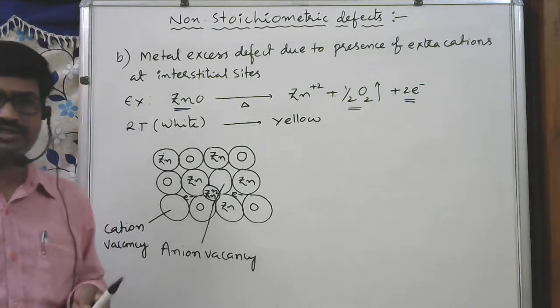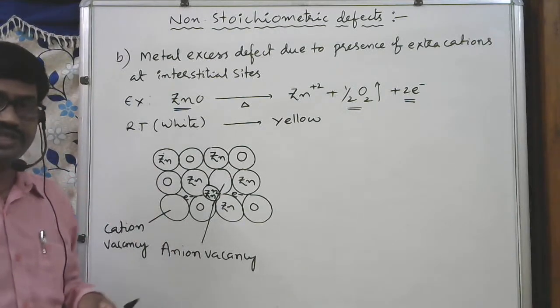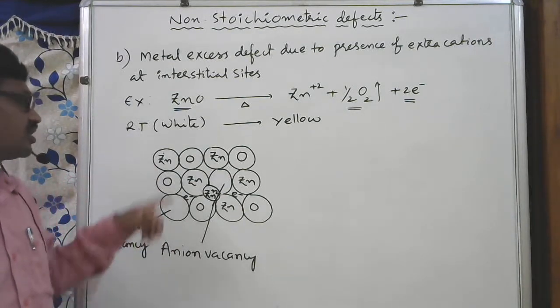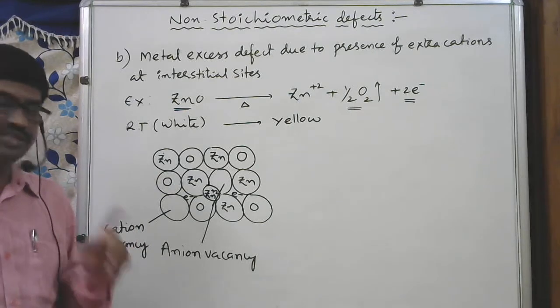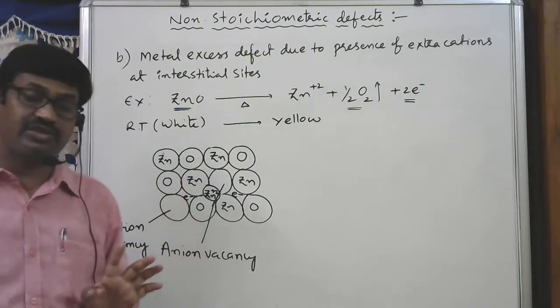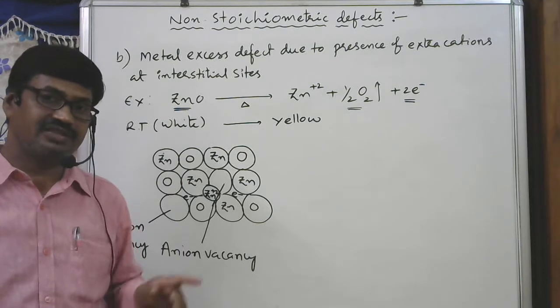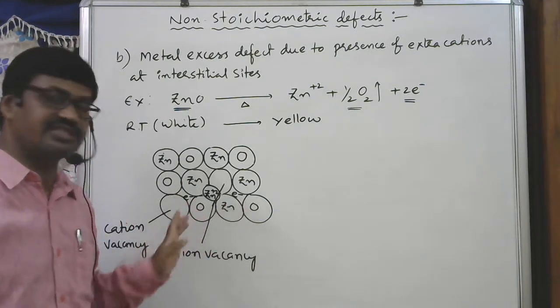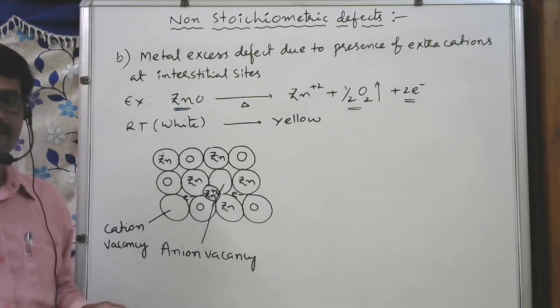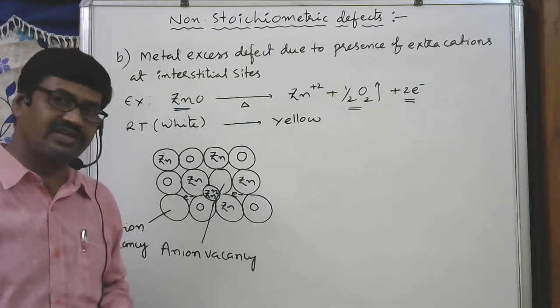The best example is zinc oxide. Its color is yellow after heating. Before heating, at room temperature, its color is white. The color is due to the presence of these electrons, but this is not an F center. Remember, these electrons are present at interstitial sites. Interstitial sites are not considered as F centers. An F center is nothing but anionic vacancies only.